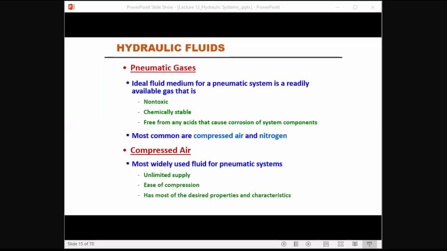Then easy to compress, and we can compress using a compressor. Okay, then it has most of the desired properties and characteristics.